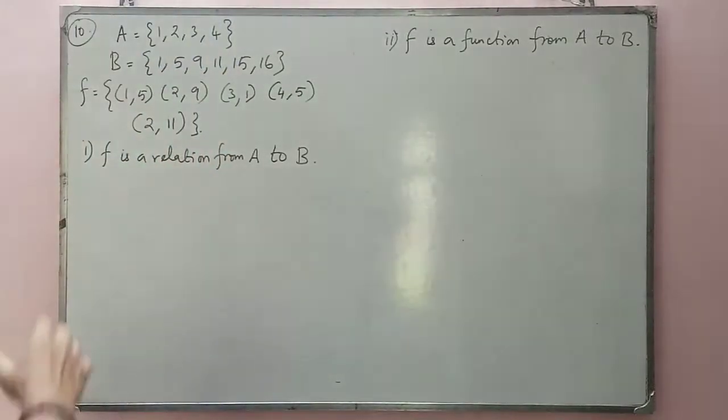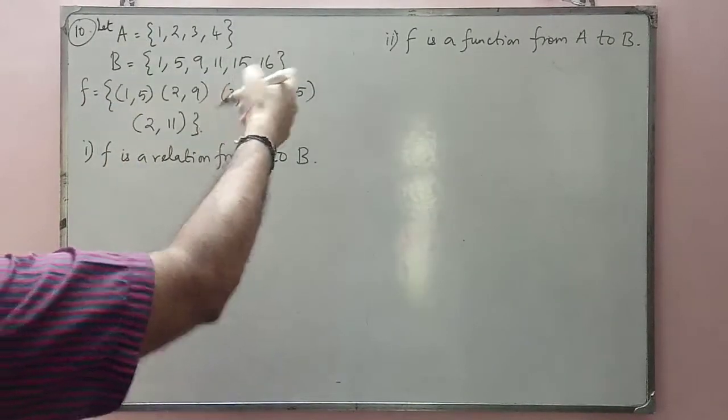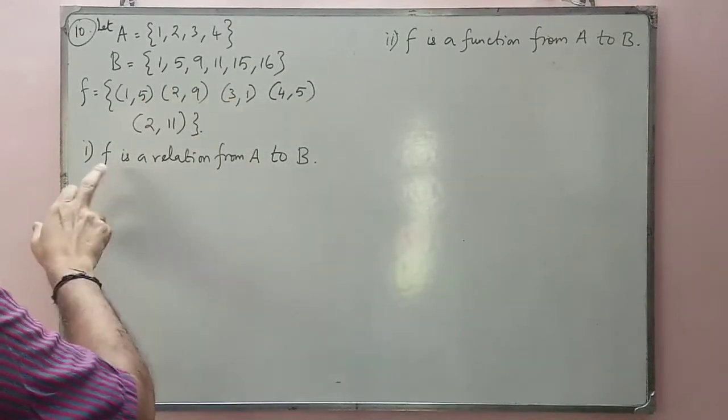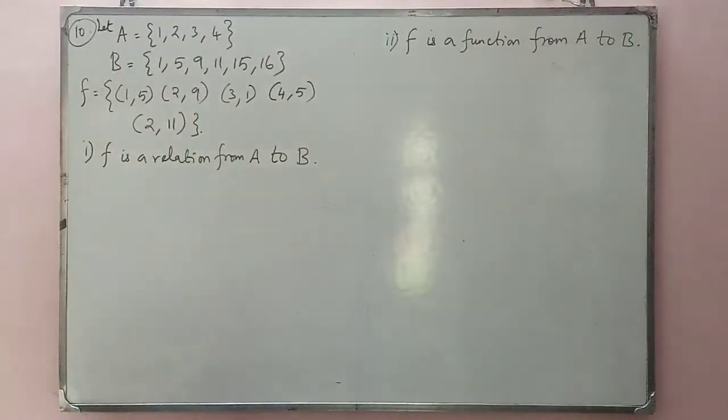10th question. The question says let A = {1, 2, 3, 4}, B = {1, 5, 9, 11, 15, 16}, and then a function F is given with some ordered pairs. You need to check whether this is a relation from A to B or a function from A to B. First, we will check relations from A to B.